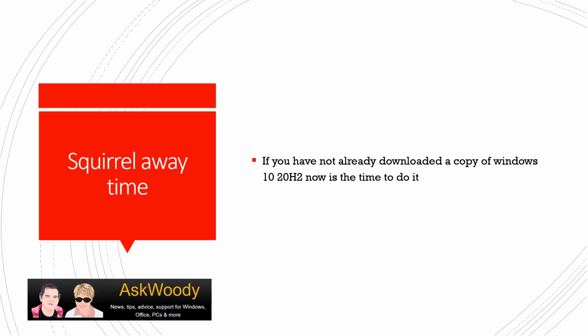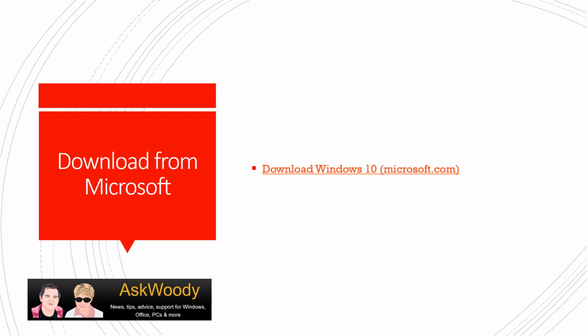Well, it's squirrel away time, as I call it. If you have not already downloaded a copy of the Windows 10 20H2 ISO, now's the time to do it. What I want you to do is go to the Microsoft Download site, and I'll show you that link in just a moment, and download and start the process to build yourself a copy. And now I'll show you what it's like.